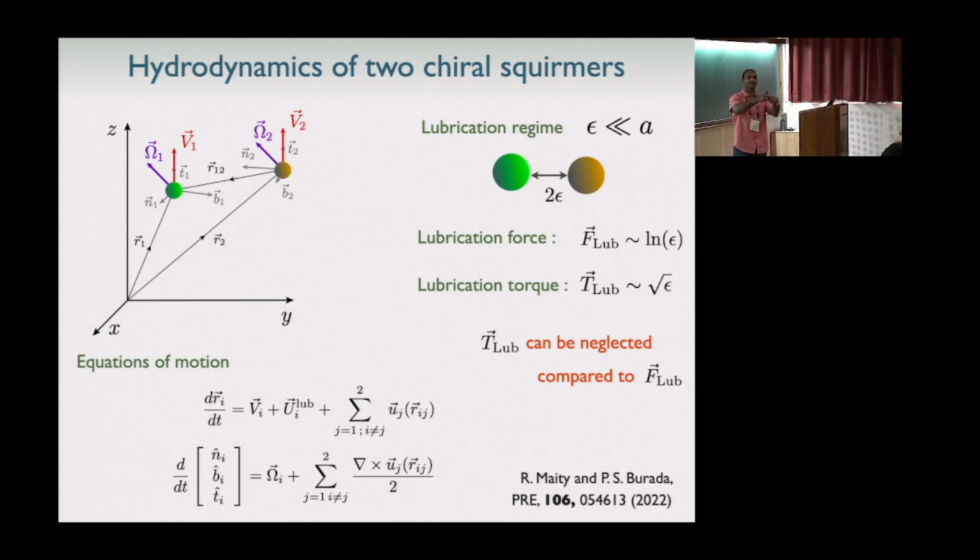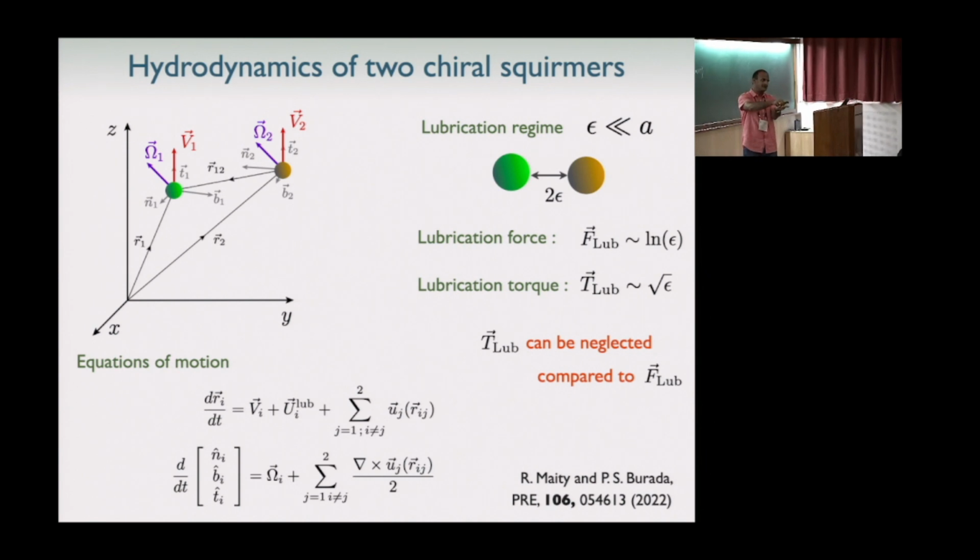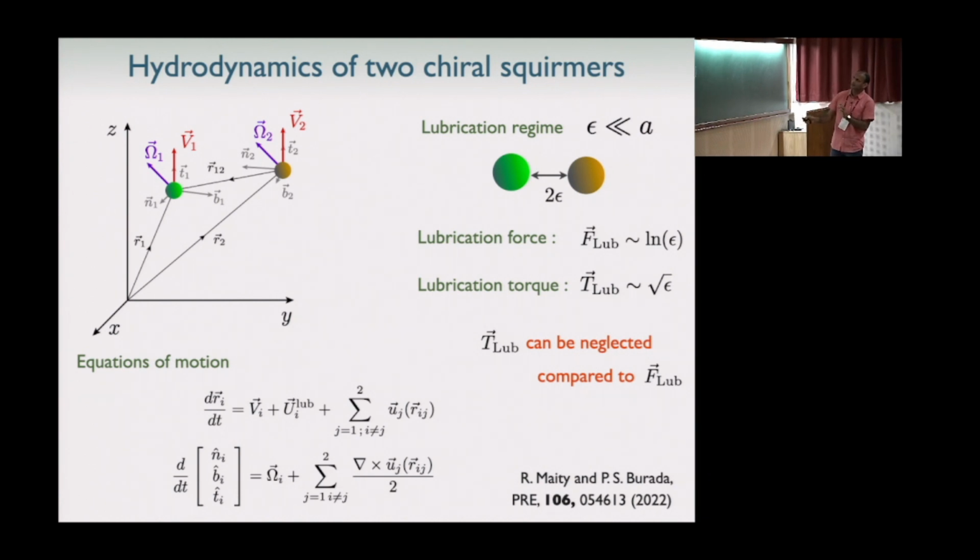if swimmers are very close to each other, then it is a bit difficult because we cannot simply superimpose the velocity fields, but have to treat the problem a bit differently. So what we did was compute the lubrication force and the lubrication torque when the bodies are very close to each other. Here, this 2 epsilon is the separation distance between the swimmers, and if epsilon is much smaller than A, then these lubrication forces are effective. Otherwise, they're not effective. These lubrication forces go like ln of epsilon, where epsilon is half of the separation distance.